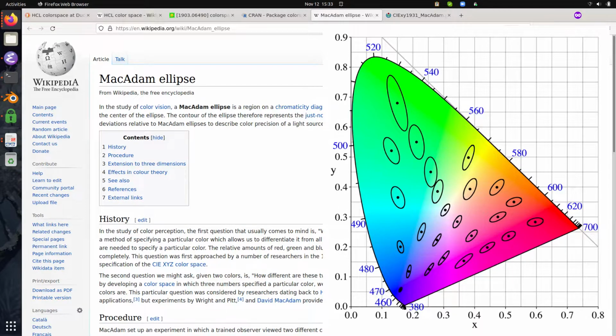In flat space, we would expect those ellipses to be disks, all of the same size. But it's not actually possible to find a coordinate system in which those MacAdam ellipses are disks. Color spaces are not flat. They are manifolds.